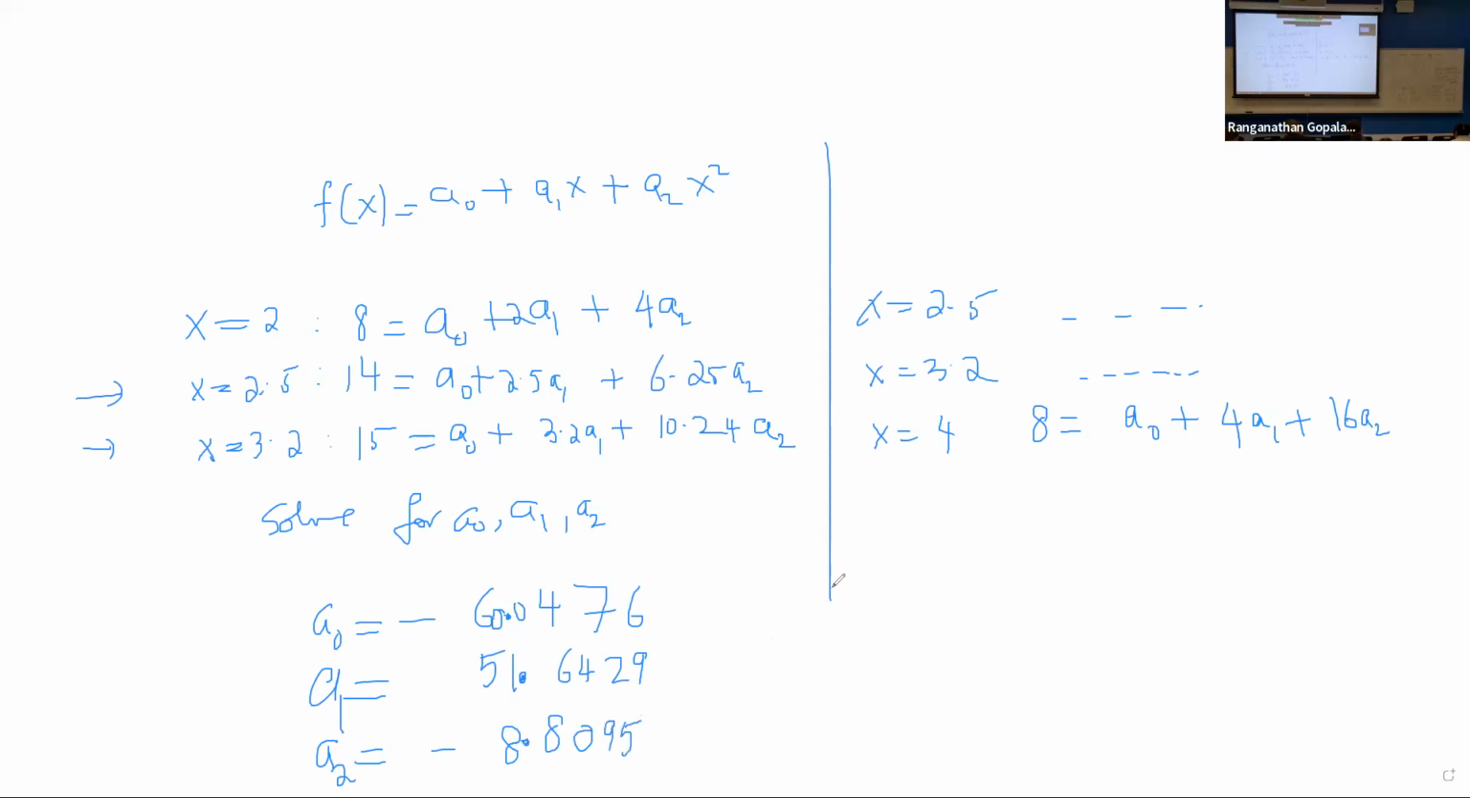Okay. Anybody from group one or group two? Group two, A0 is negative 43.8571. And A1 is 40.1071. And A2 is negative 6.78.